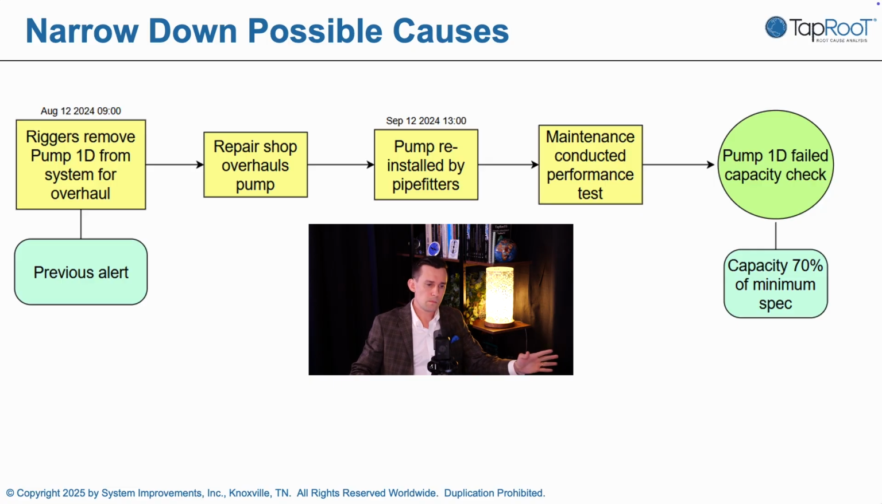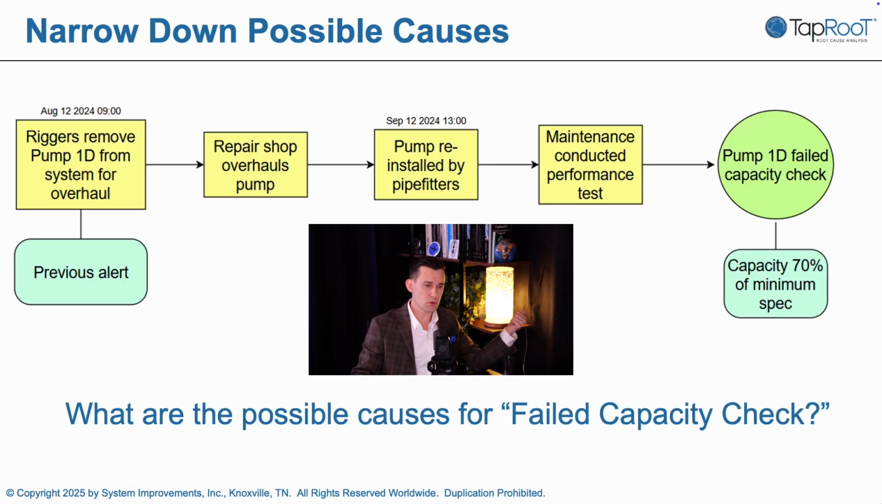And so right now, we need to ask, what are all the possible causes that can lead us to failing the capacity check? And that could be everything from valve lineups to suction strainers to damaged piping to name all of the reasons that we can lose 30% of our flow for a pump. In this system, maybe we have 3 other pumps running in parallel.